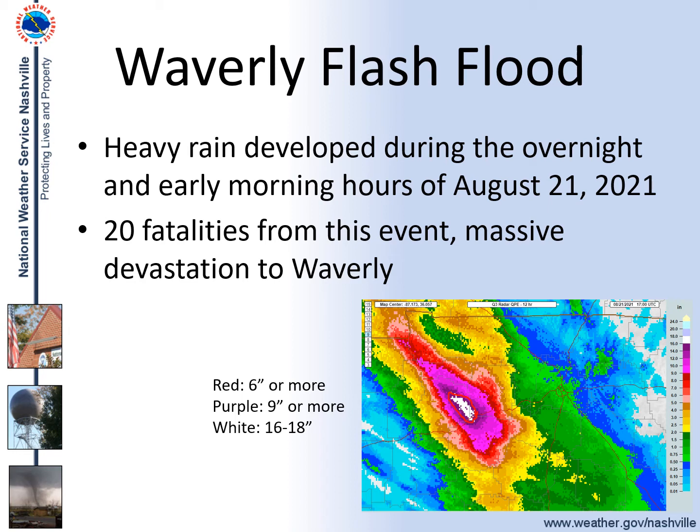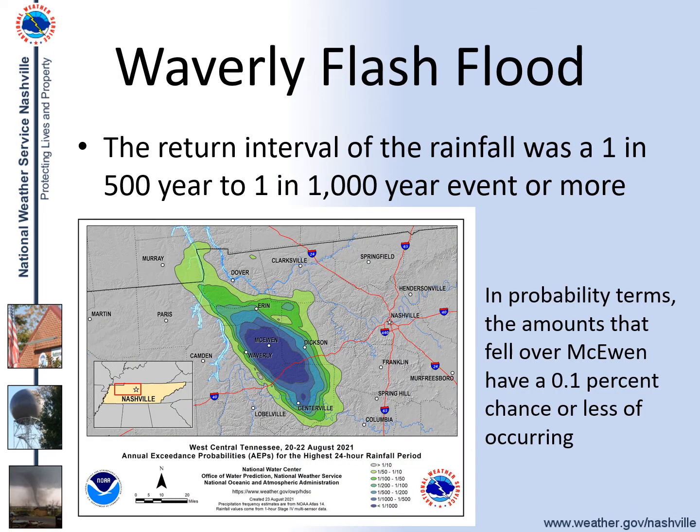Had that peak flooding occurred during the night, or even during a weekday instead of a Saturday morning, we feel that loss of life would have been much greater. Statistically speaking, this was a 1 in 1,000 year event, or to put it another way, it has a 0.1% chance of occurring in any given year. That doesn't mean we will go another 1,000 years before another extreme rainfall event occurs, but the odds of it occurring again are very low, at least for this location.